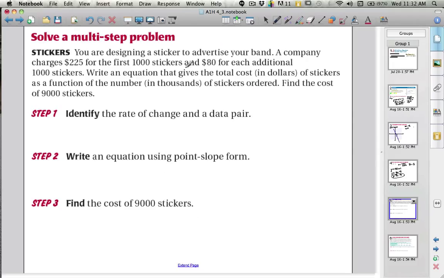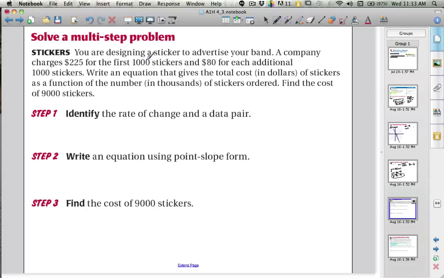If we look at this in a word problem, it's the same stuff I've done before. I've got to figure out how I can go ahead and figure this out. I'm designing a sticker to advertise my band. A company charges $225 for the first 1,000 stickers and $80 for each additional 1,000 stickers. So write an equation that gives the total cost in dollars of stickers as a function of the number in thousands of stickers ordered. Okay, so there are a couple of different ways I might go about this.